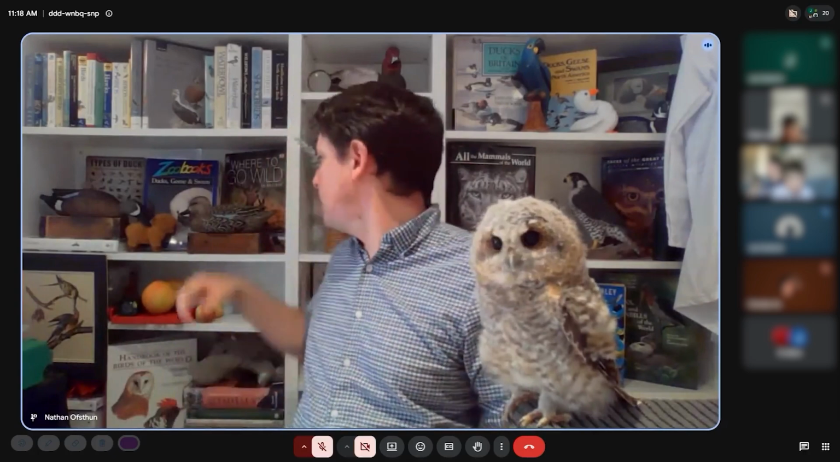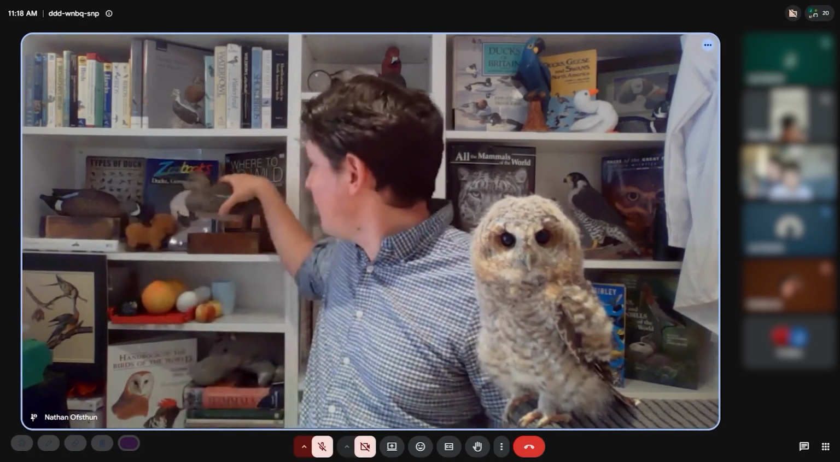So for example, I'll just pull off a model of a duck. Here's just a model of a duck. This is a blue-winged teal. And if you look at it, proportionately, the body of this duck is approximately the size of his body, but the head is nowhere near as big as Aluco's head. And that's because owls have proportionately very, very large heads.